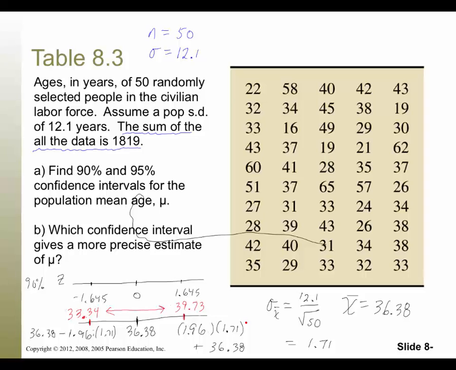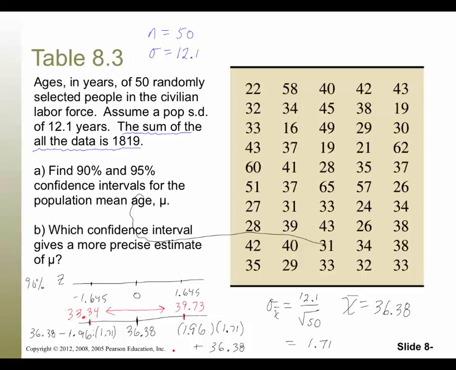Or in other words, 95% of samples of size 50 will predict the population mean to be 36.38. Right? Okay, well, I was trying to explain it a different way, but I had to rethink that. But we know that there's a 95% chance that the population mean falls in this range based on our 95% confidence interval z-score of 1.96.